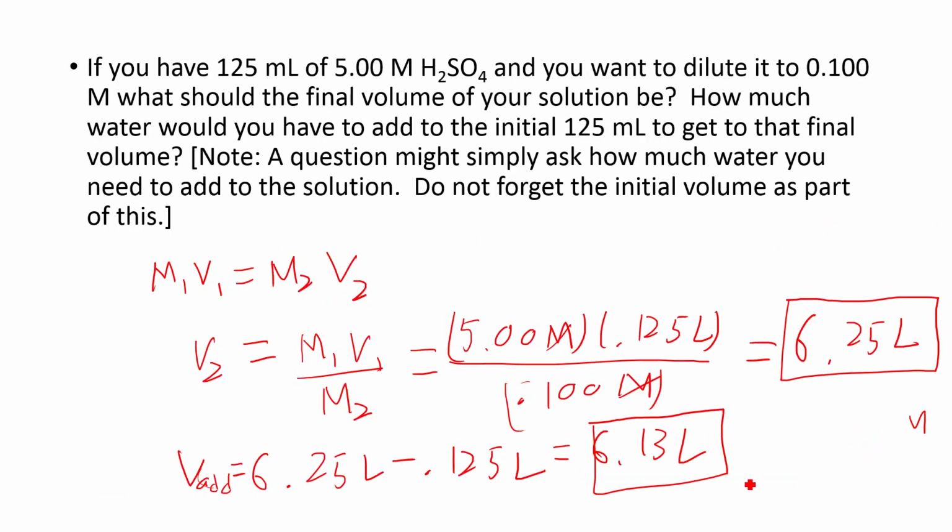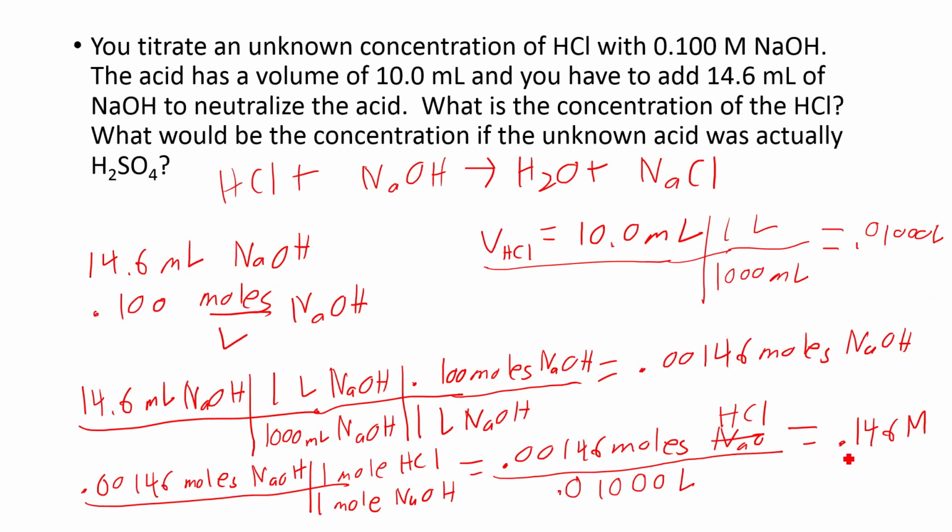Where'd my answer go? There we go. 0.146 molar HCl. So that's our concentration. That's what the problem asked for. It then asked another question. What would be the concentration if the unknown acid was actually H2SO4? So the first thing I want to show you is where would that really change? What's going to happen differently?